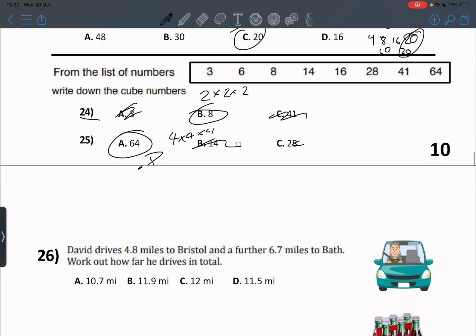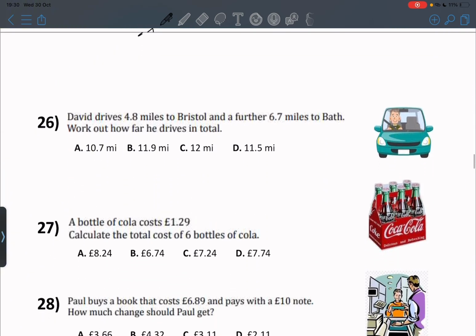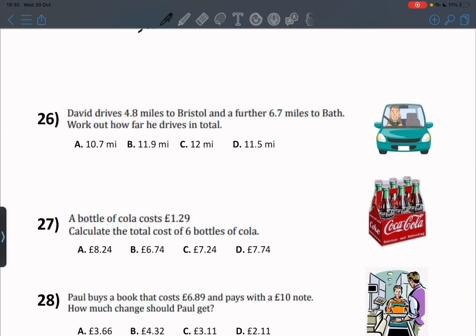Question 26 now. David drives 4.8 miles to Bristol and a further 6.7 miles to Bath. Work out how far he drives in total. So for this, you just have to add 4.8 to 6.7, and that should give you 11.5.